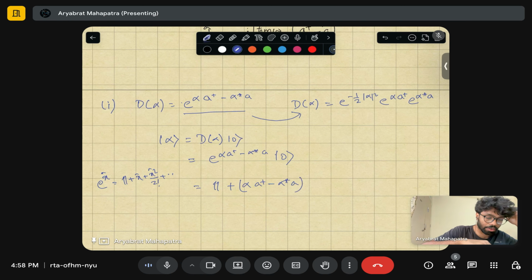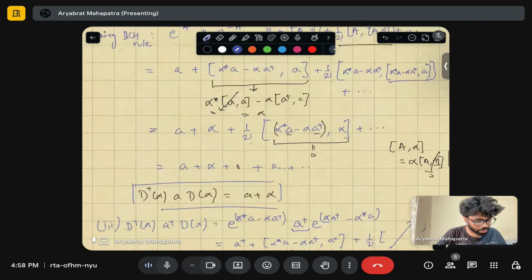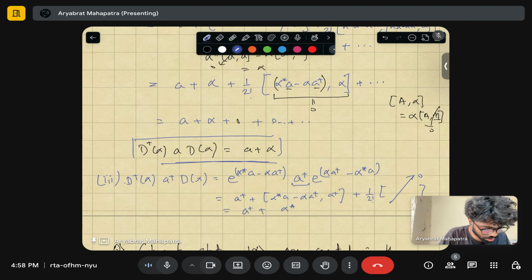One of the properties that we saw in the previous case, where we derived these two things: one property which we found is unitarity, D alpha dagger D alpha is the identity operator. And second, we also saw D alpha dagger a D alpha is a plus alpha, and also D alpha dagger a dagger D alpha is a dagger plus alpha star. That is another property of the displacement operator, from which we know why it is called the displacement operator.